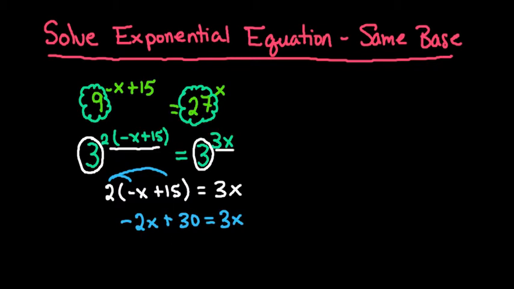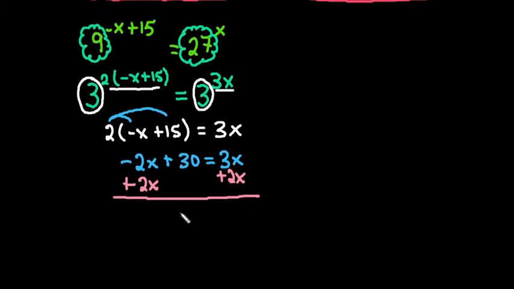And now what we want to do is solve this equation. So we would add 2x to both sides. And the reason I moved the 2x is just because it makes it easier and I don't have to deal with negatives. So I would have 30 equals 5x. And then if I simplify and divide both sides by 5, we can see that x equals 6.